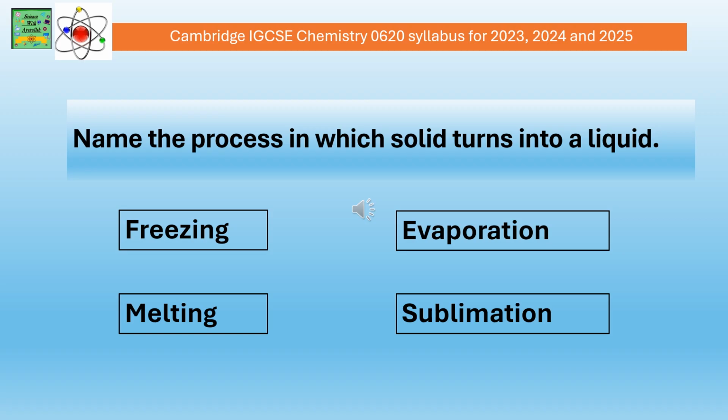Name the process in which a solid turns into a liquid. Freezing, evaporation, melting, or sublimation. The correct answer is melting. The process in which a solid turns into liquid is called melting.